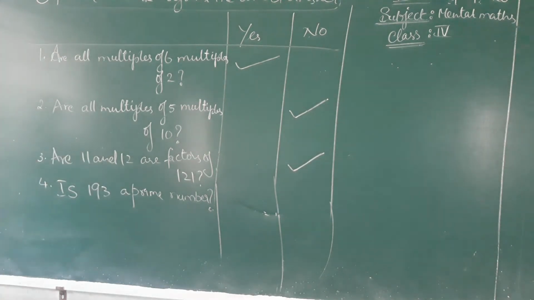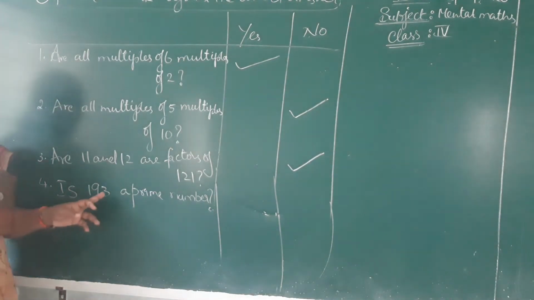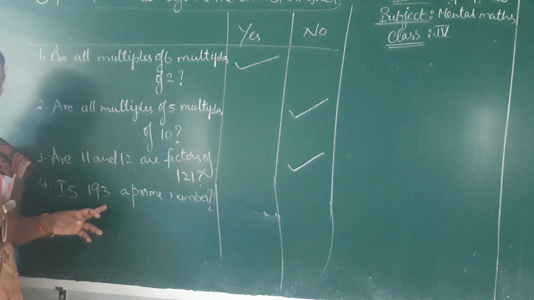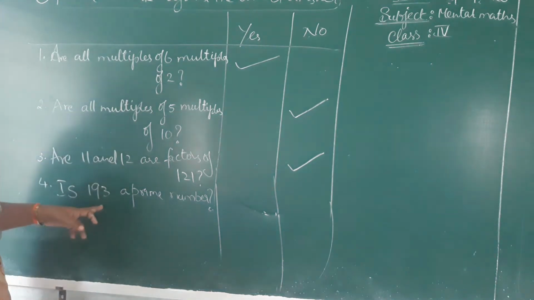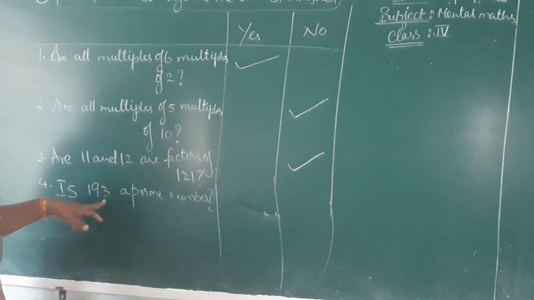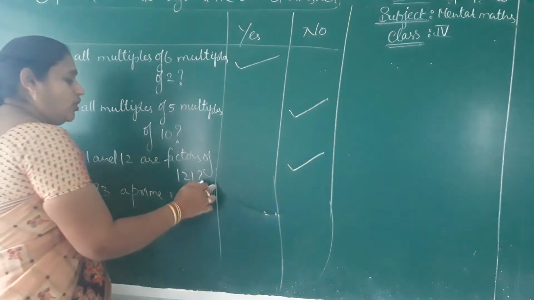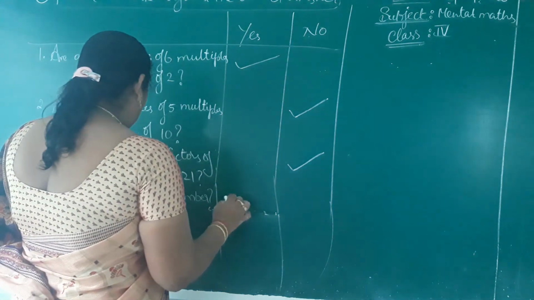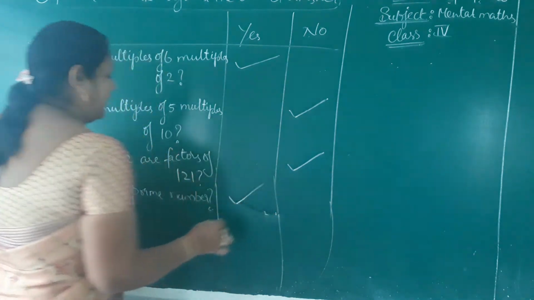So, here check the divisibility by 2. It is not an even number, so it is not divisible by 2. For 3, the sum of digits, 1 plus 9 plus 3, is 13. It is not divisible by 3. And 4, 5, 6 also not, since 2 and 3 are not satisfied. Not 11: 11 ones are 11, 11 sevens are 77. It also doesn't satisfy. Here if you observe, this 193 is not a composite number. It is a prime number.